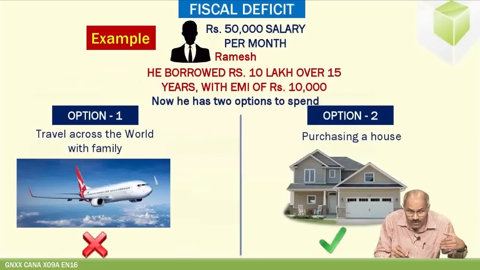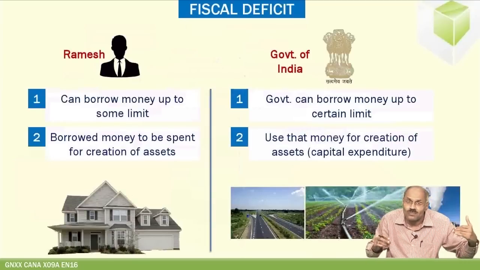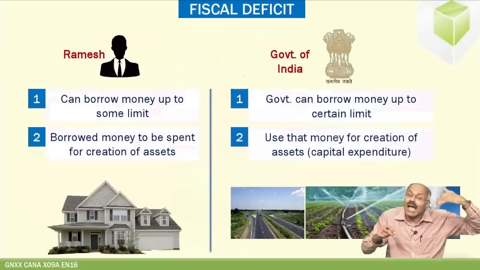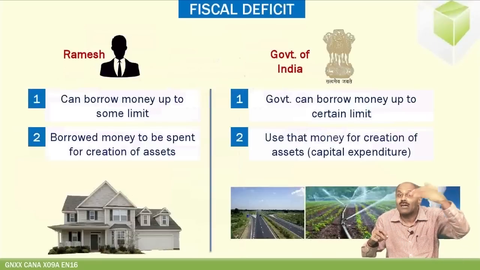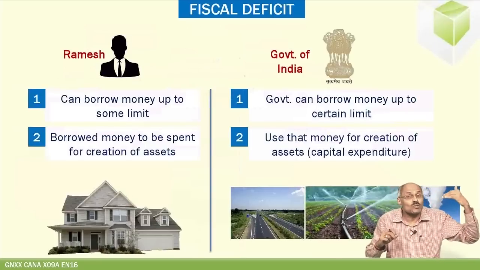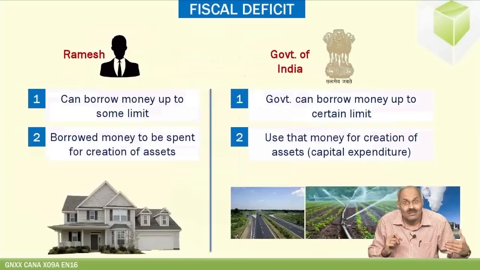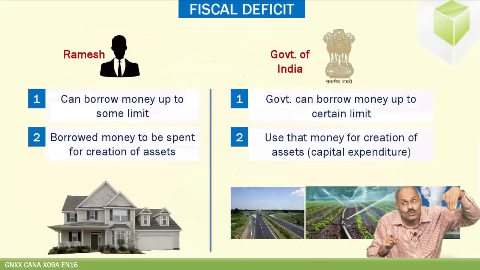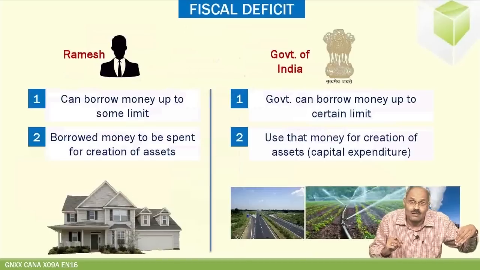Right? Similarly, the Government of India has to follow similar things. As we have seen in the case of Ramesh, what does the Government of India have to do? Government of India has to borrow money up to only a certain limit. They cannot exceed. And the second important point is, Government of India has to spend that money for creation of assets, which is popularly known as capital expenditure.